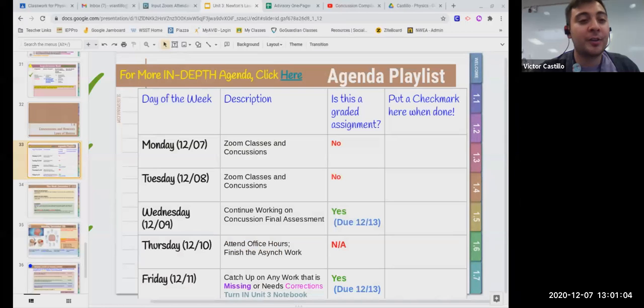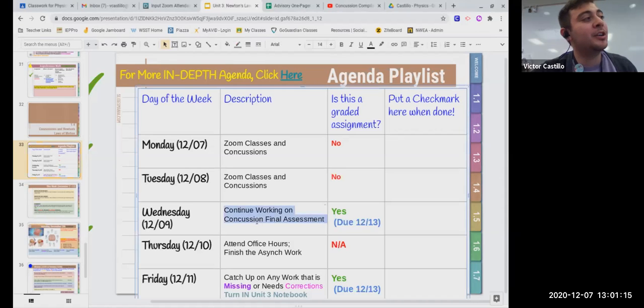For the schedule for this week, turn in your notebook, which, if you've done the do now, the notes, and all that good stuff, then you should be good. I'll be checking for that. But the big assessment we're having is a concussion final assessment, which we'll talk about in a bit.